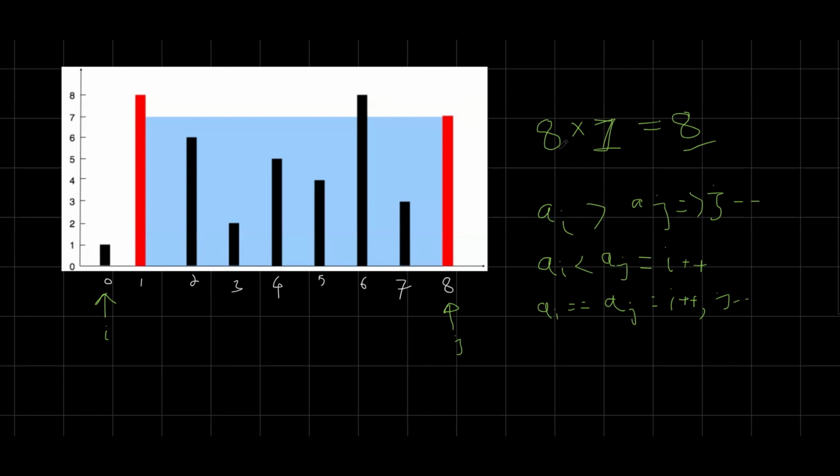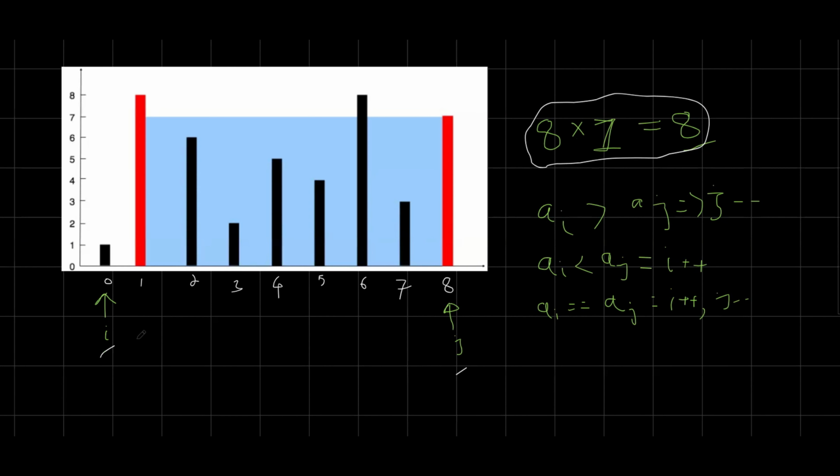This is the algorithm. Suppose in this algorithm, here we can see that i is pointing to the first element and j is pointing to the last element. So here, the volume in this case is 8 into 1, which is 8. We have calculated earlier. So now we have to move our i pointer and j pointer.